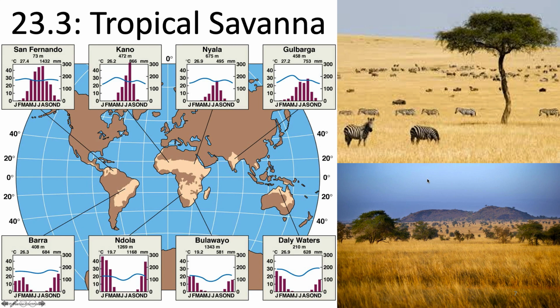Let's move on to our second ecosystem, tropical savanna. Here again is another map of tropical savannas globally. These are characterized by a ground cover of grasses, as in these pictures, with scattered shrubs and trees. They have open grasslands to woodlands, so you can see a few trees.